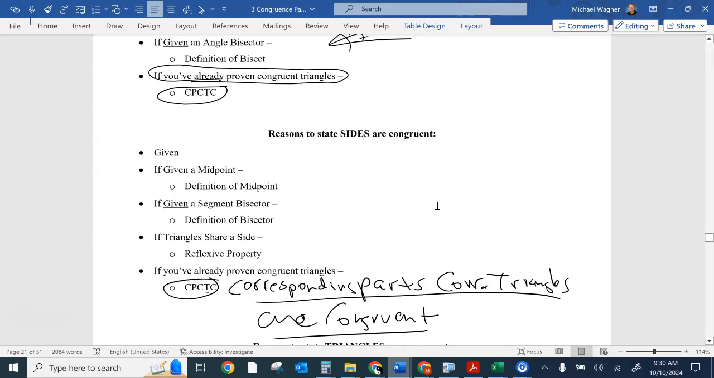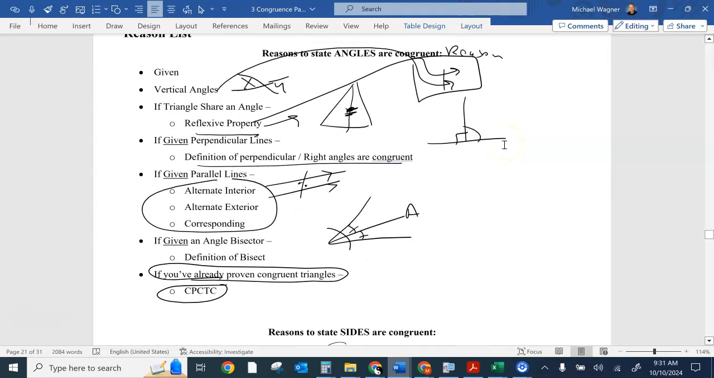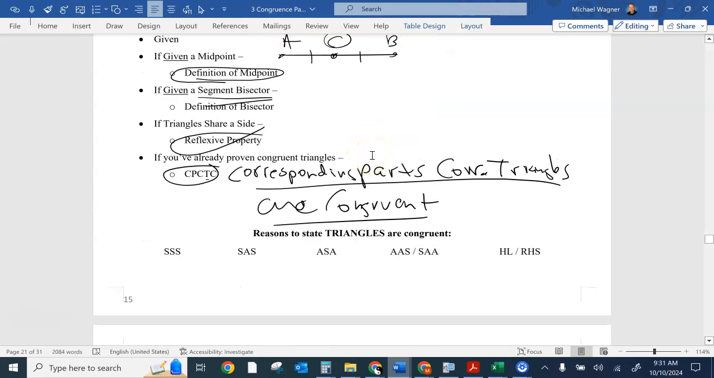The next thing is sides. Okay, if you're given a midpoint, right, they say that ABC, and that, all right, let's make that C. If they're saying that C is a midpoint, that automatically means those two are equal, and you would put down midpoint definition in your reason list in the column. Same with the segment bisector, reflexive property. Again, I think I actually gave that as the example for the angles, but that's for the side, basically. The shared side, so that means this one's congruent.